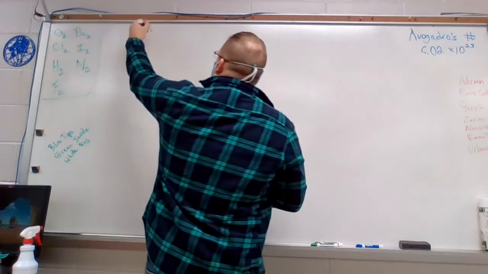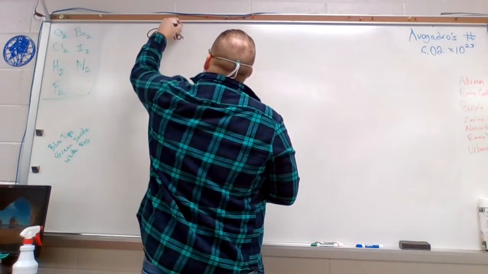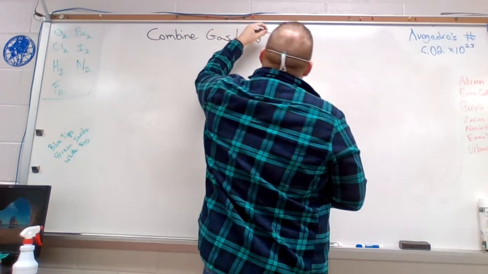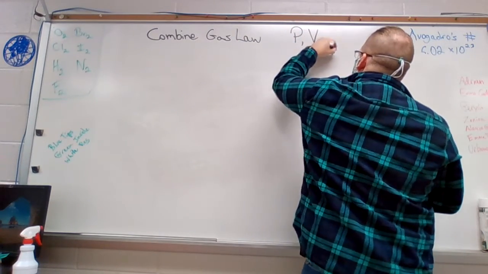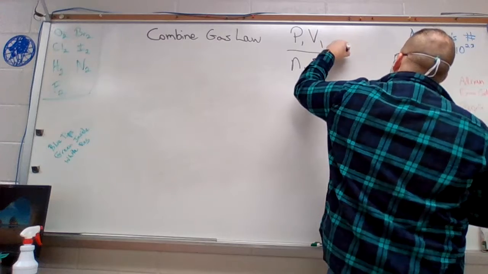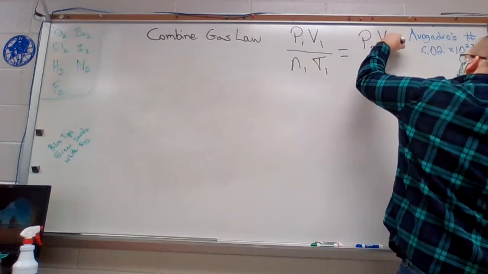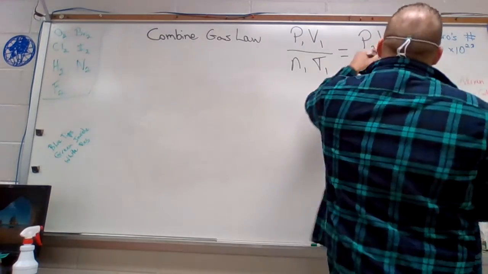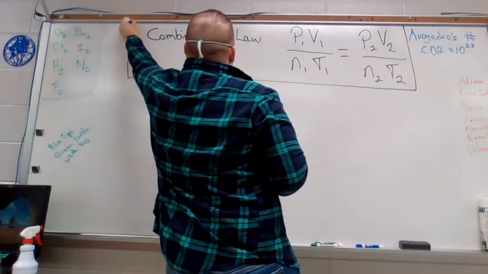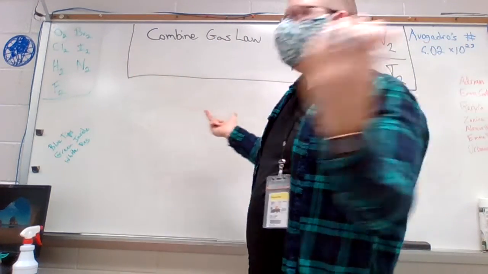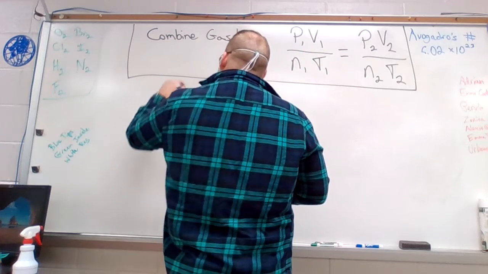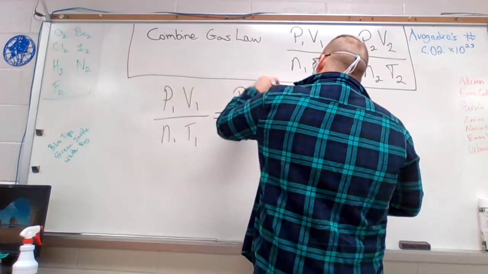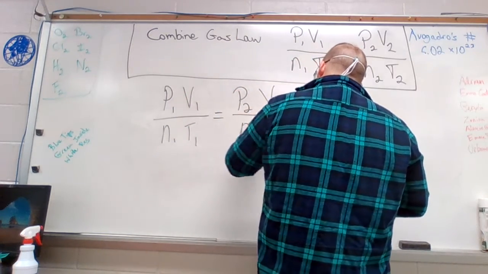So what I know is for a combined gas law, which is literally me just combining the other laws together into one formula, my formula is P1 V1 over N1 T1 is equal to P2 V2 over N2 T2. And now let's start to get my numbers. What I'm going to do, go ahead and block this off. And I'm going to actually write down my formula again, just so I have it. P1 V1 over N1 T1 equals P2 V2 over N2 T2.